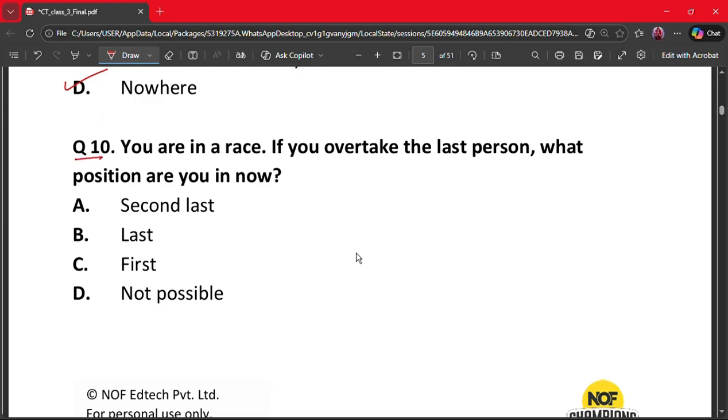Next question, question number 10. You are in a race. If you overtake the last person, what position are you in now? A. Second last. B. Last. C. First. D. Not possible. The correct answer is option A. You are in second last place. Suppose there are 5 people running. You were in the last position and you overtake the last person who was in the race. So now you are in the second last place.